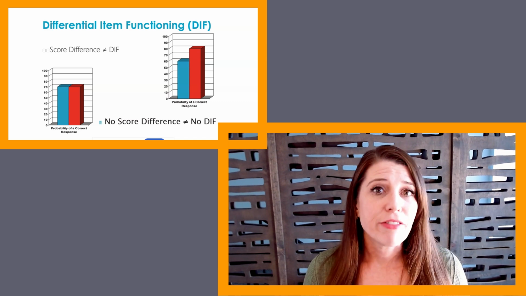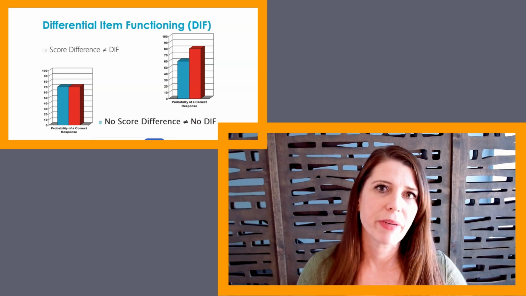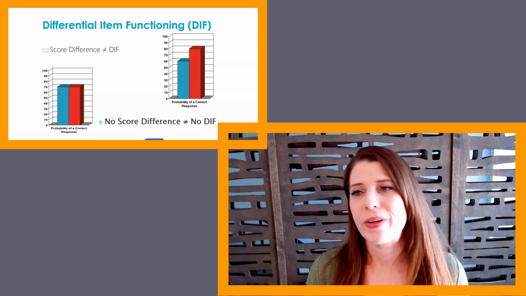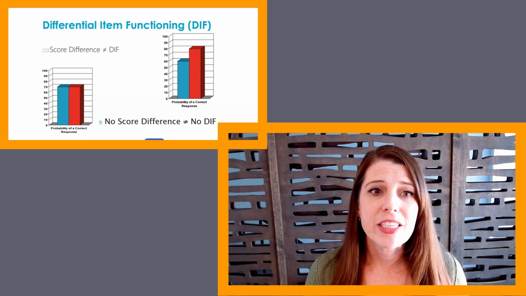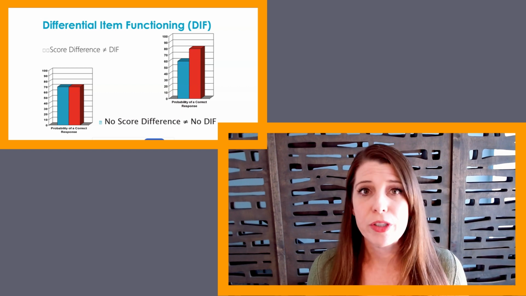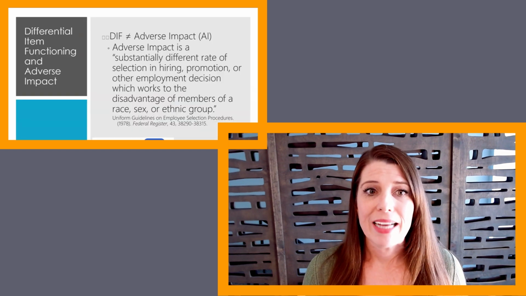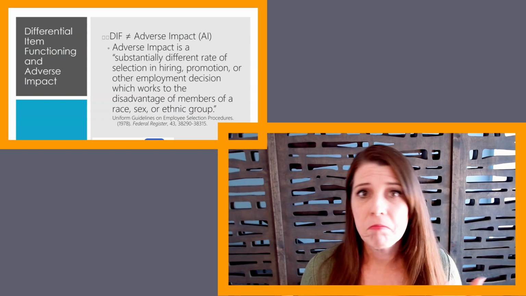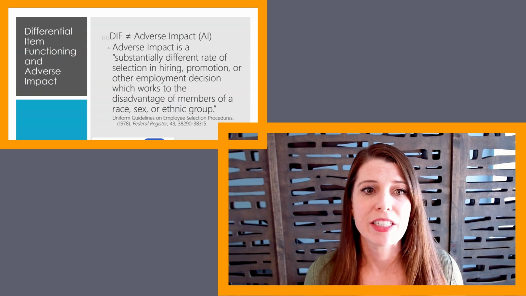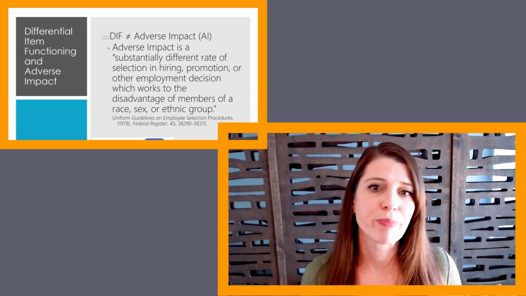Another thing to note is that differential item functioning is not the same thing as adverse impact. Now, this is important because the whole purpose of my study, and I'll get to that in a moment, was to understand whether or not this differential item functioning could lead to or have an impact on outcomes for those who are trying to get a job. So, adverse impact is specifically whether or not there's a different rate of selection. Maybe that's in hiring, maybe that's in promotion, maybe that's other kinds of employment decisions, and wherein it happens at the disadvantage of a particular group.